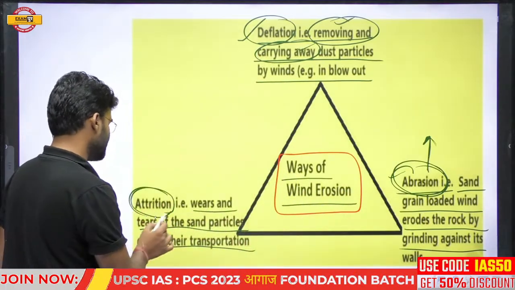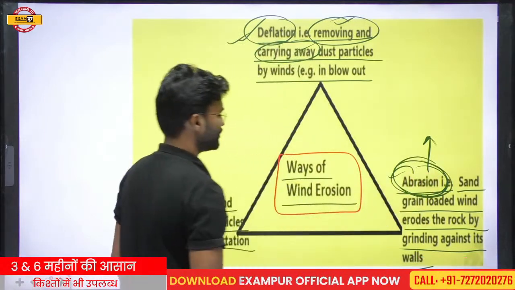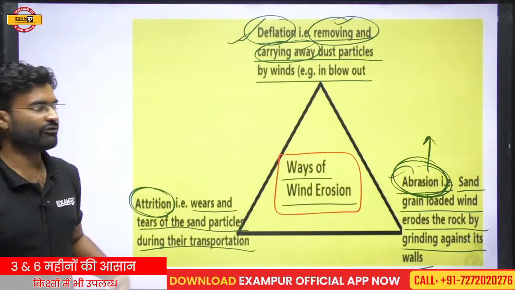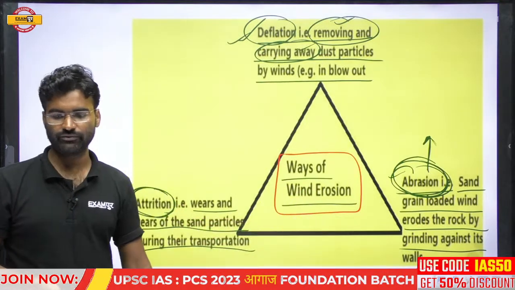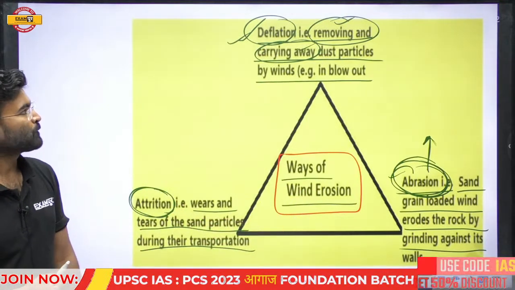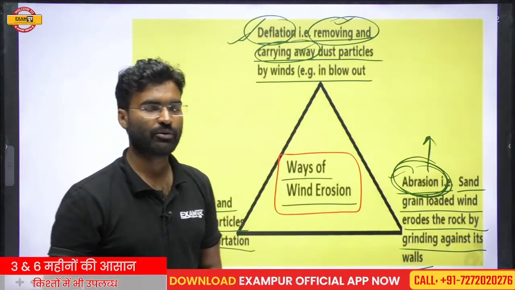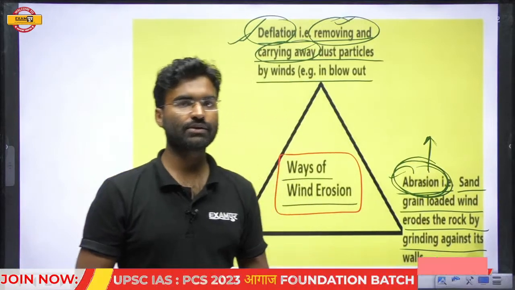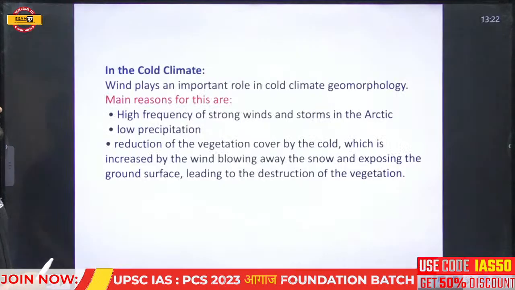So there are three terms: attrition, deflation and abrasion. If you mention these terms, it would be very impressive for the examiner or the copy checker. So make this, the types of ways of wind erosion. How many ways are there for wind erosion? So these are the wind erosion ways.